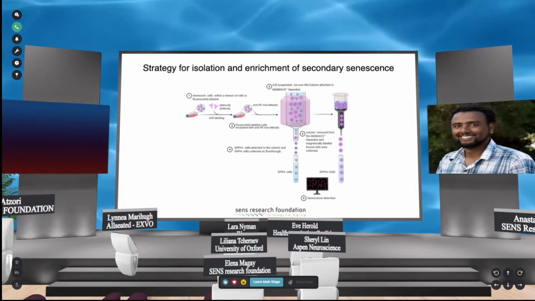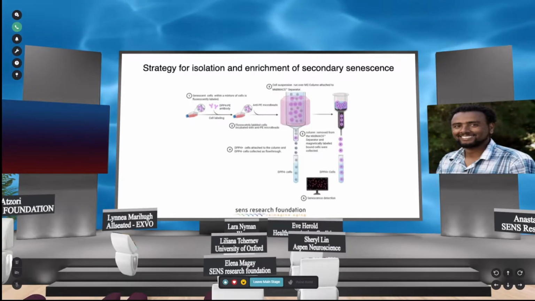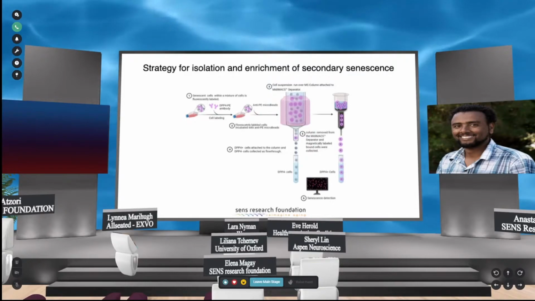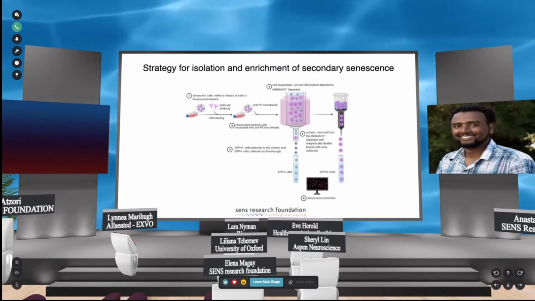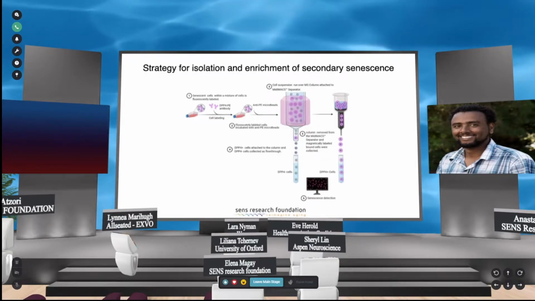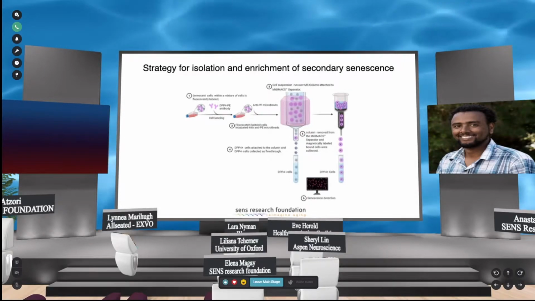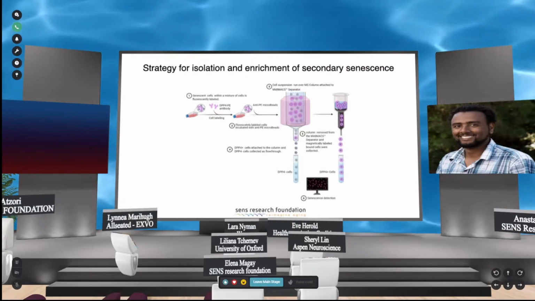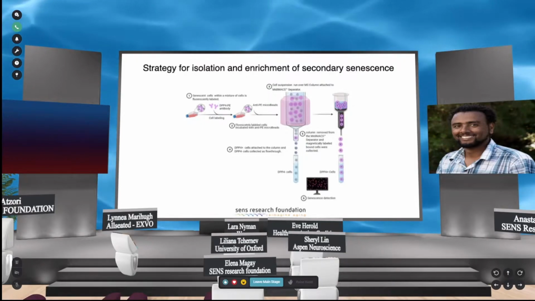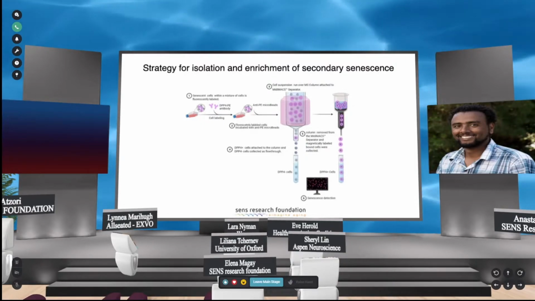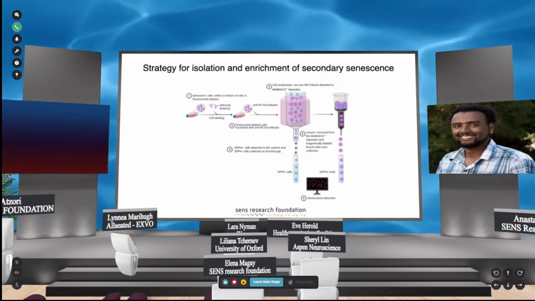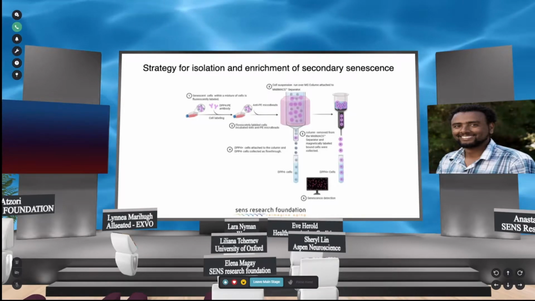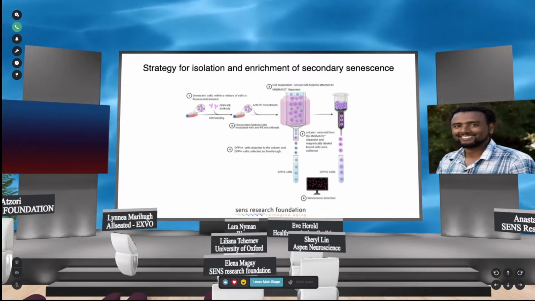And then after that, we run the cells into a column which is attached to a magnet. So what will happen here is that because the magnetic bead is bound to the column, DPP4 positive cells will bind to the column, whereas DPP4 negative cells will flow through. So we collect DPP4 negative cells, and then we detach the column from the magnet, wash the cells, and collect the DPP4 positive cells, hoping that these will be majorly senescent cells, whereas the DPP4 negative cells might be non-senescent cells.